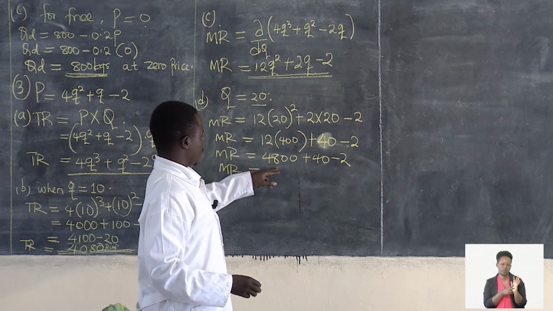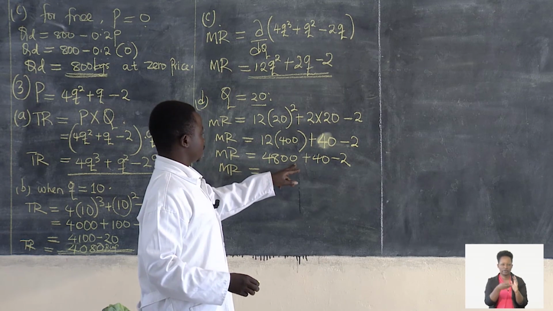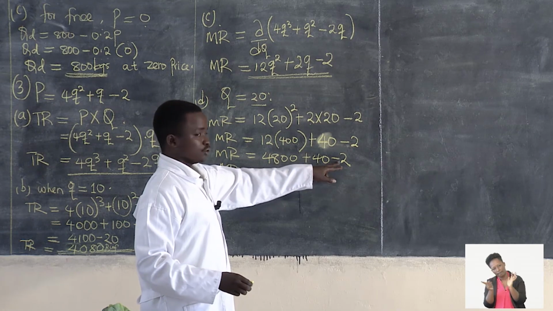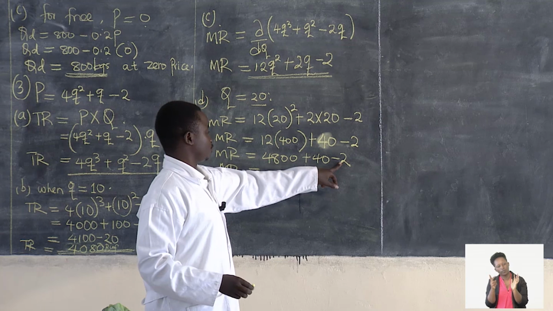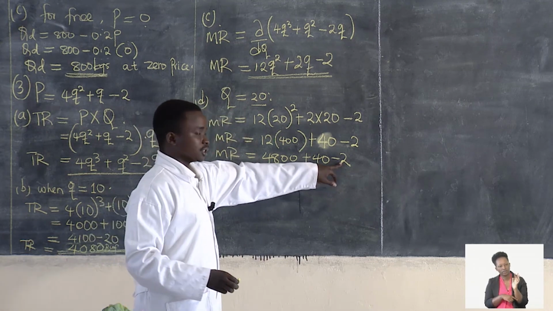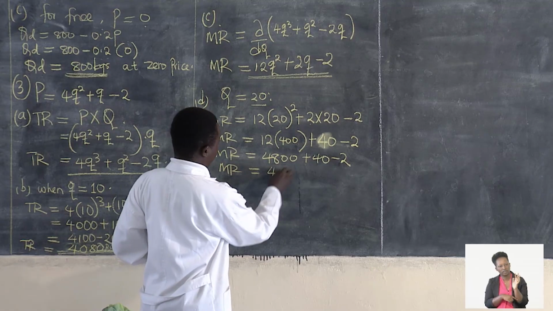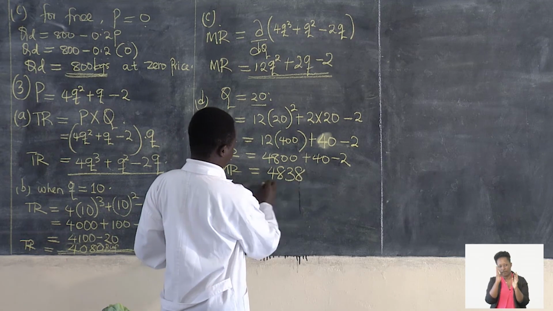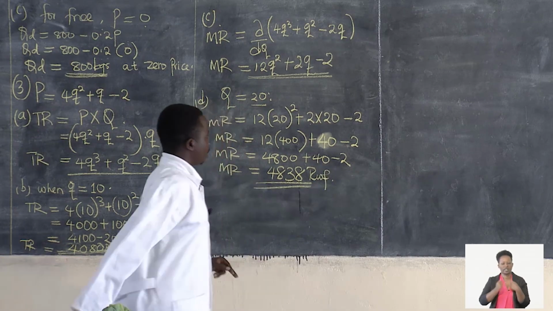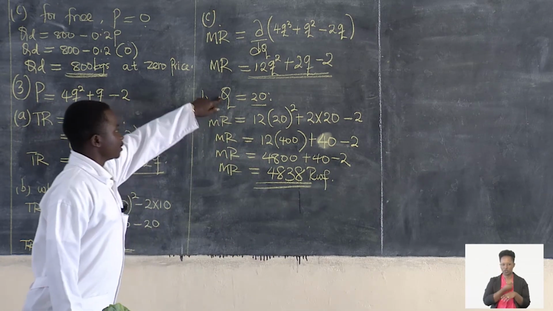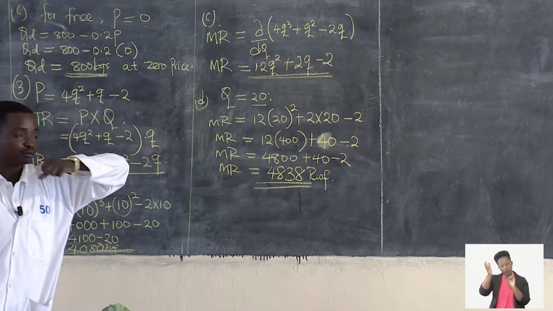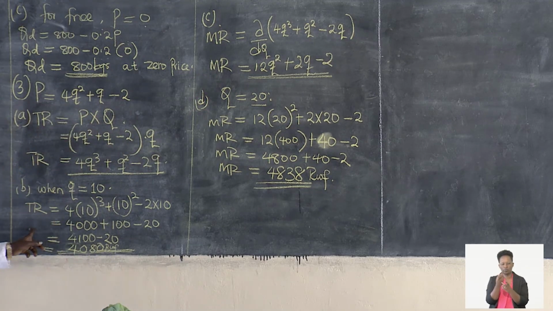Here you can get 4,800, then you add 40, then you subtract 2. So how do you get it? What do you get here? So you get 4,838. So that will be our marginal revenue when output is 20. So you must remember that to get marginal revenue, you differentiate or you find the derivative of the total revenue function.